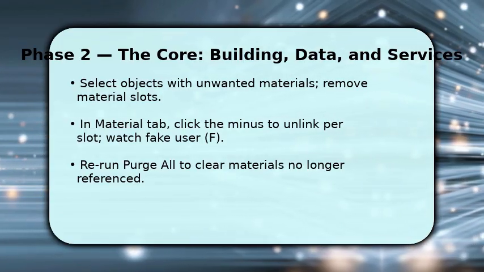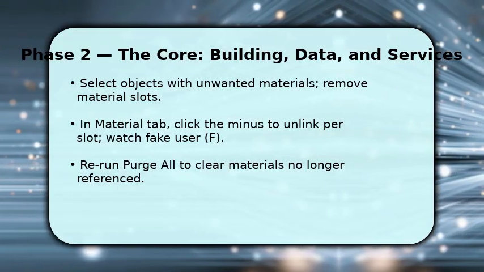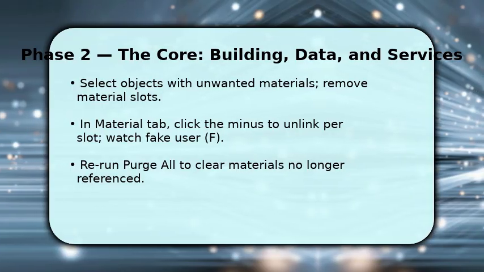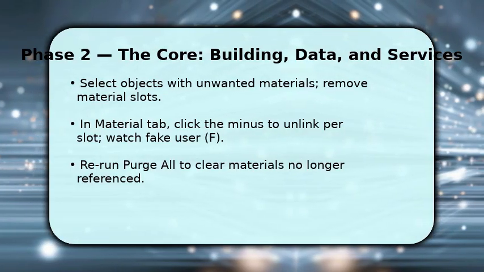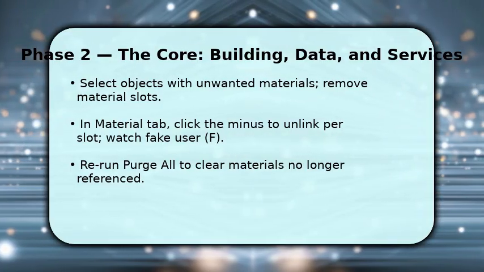Be aware of the fake user shield. If enabled, disable it so the material can be purged. Once unlinked from every object, go back to File, Clean Up, Purge All to complete this middle cleanup step, and shrink your file.